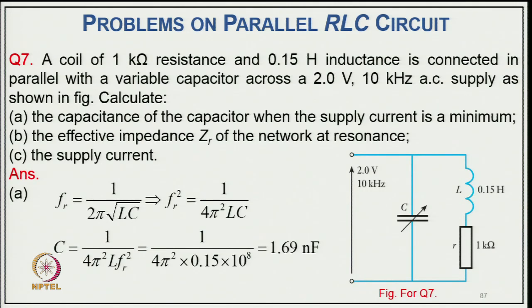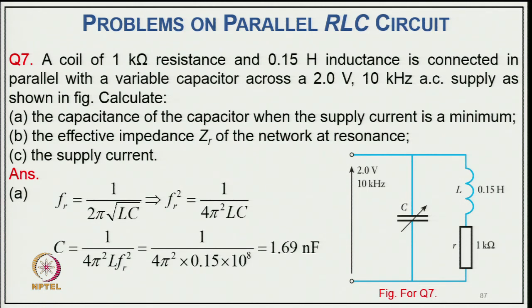Now, coming to example 7, a coil of 1 kilo ohm resistance and 0.15 Henry inductance is connected in parallel with a variable capacitor across a 2 volt 10 kilohertz AC supply as shown in the figure. Calculate the capacitance of the capacitor when the supply current is minimum, the effective impedance Z R of the network at resonance and the supply current. So, F R equals 1 upon 2 pi into the square root of L C, and so F R square is 1 upon 4 pi square L C.